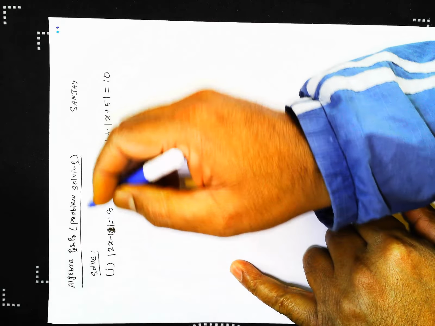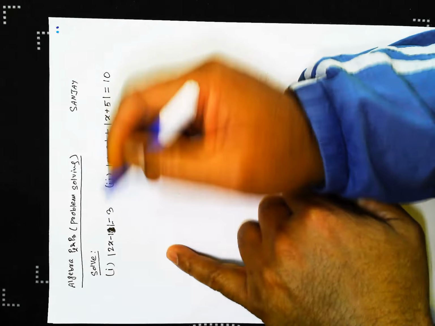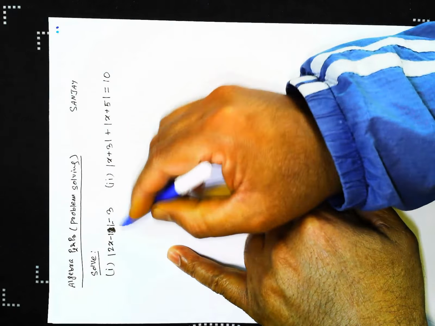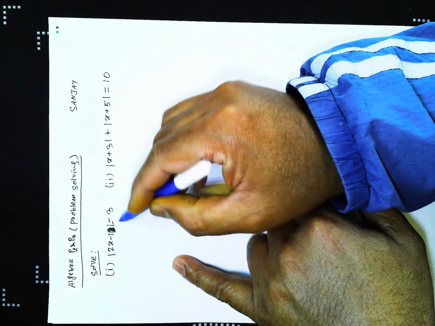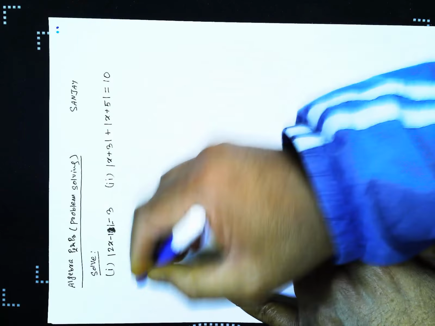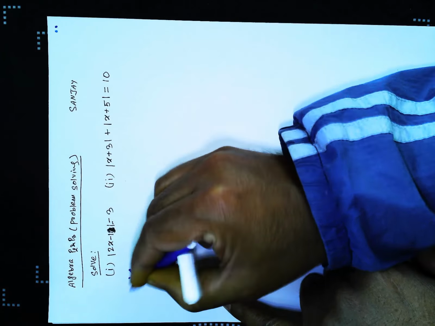Now we are solving some problems based on the equations that have the modulus value, that have the absolute sign. So first of all, I'll talk about question number 1.